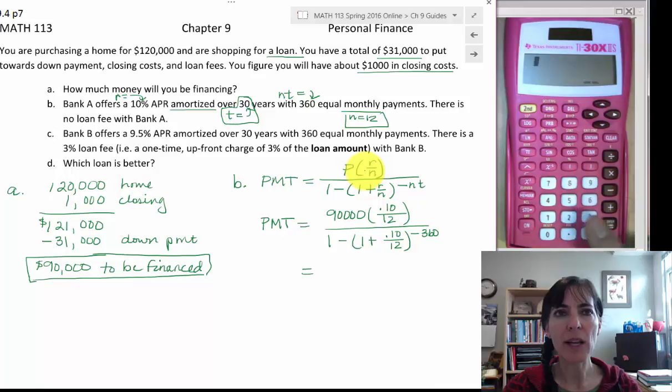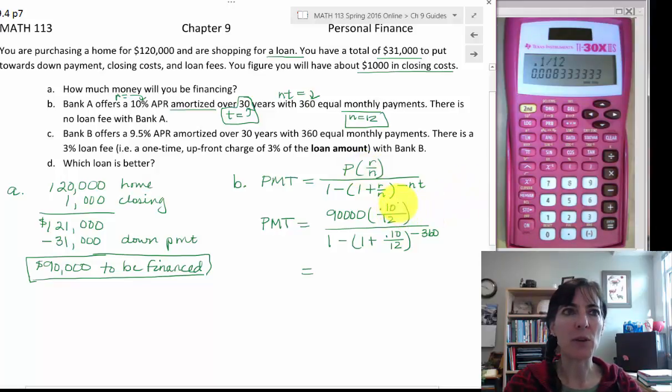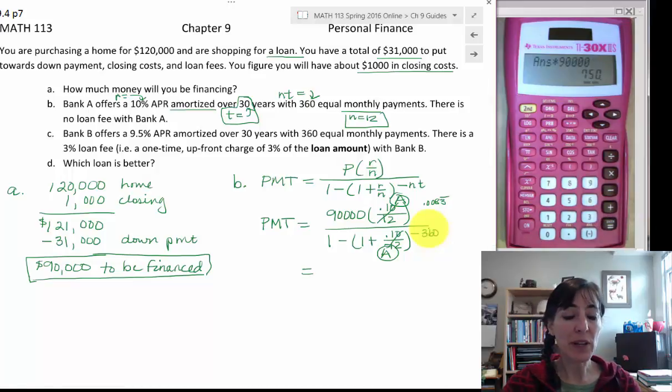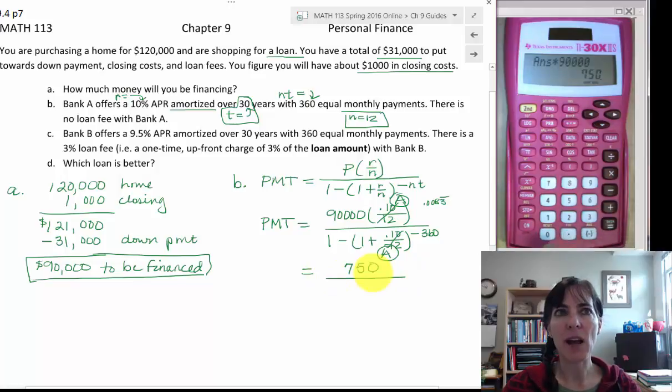So I'll calculate that R over N first, 0.1 divided by 12. And I get 0.0833, and it repeats, so I definitely want to store that. So instead of this, I will store it in A, and it will be 0.0083 repeating, and that'll be the same thing for this A down here. So store in A, and then I need to just multiply that by 90,000. So I get 750. I'm not even going to store that. That's simple to type in. So $750 over all that I have in the denominator.